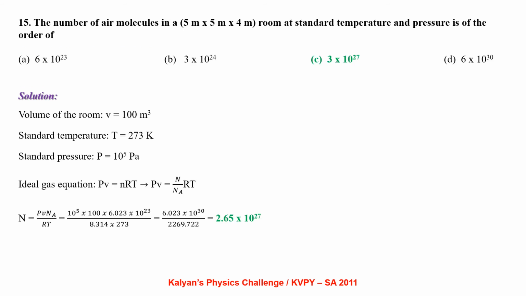The number of air molecules in a 5 by 5 by 4 room at standard temperature and pressure is of the order of. The volume of the room V equal to 100 meter cube, standard temperature is 273 Kelvin and standard pressure is 10 power 5 Pascal. Applying ideal gas equation, PV equal to nRT, PV equal to N by NA RT, where capital N is number of molecules and NA is Avogadro number. So the number of molecules N equal to PV NA by RT, that is 10 power 5 into 100 into 6.023 into 10 power 23 by 8.314 into 273, which comes out to be 2.65 into 10 power 27.